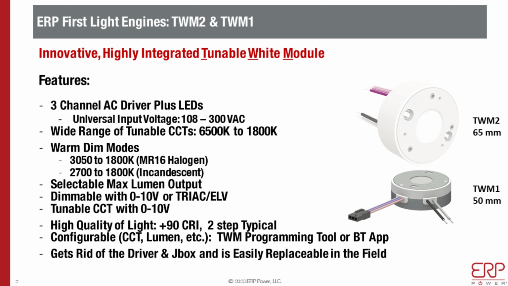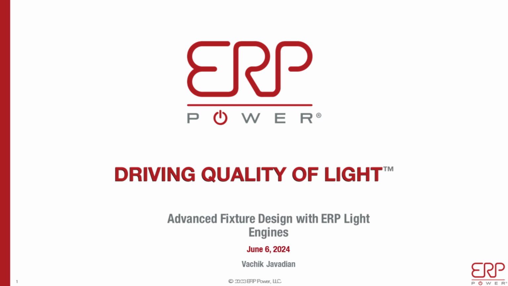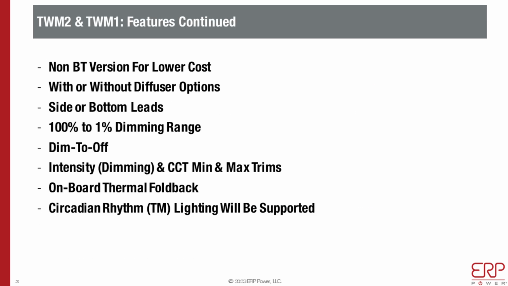So these modules get rid of the driver. And so if there's a JBox, you can actually get rid of that as well. And it is very easily replaceable in the field. So that is one of the main advantages of this module. We do offer non-Bluetooth versions, so not everybody needs Bluetooth. For lower cost purposes, we offer that. And also you could have it with or without the diffuser.